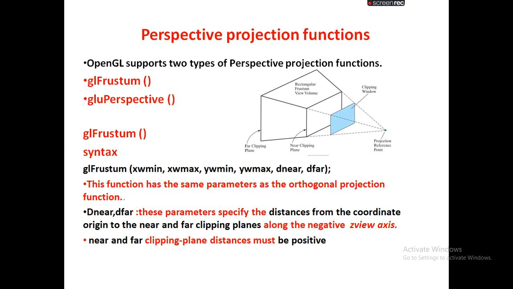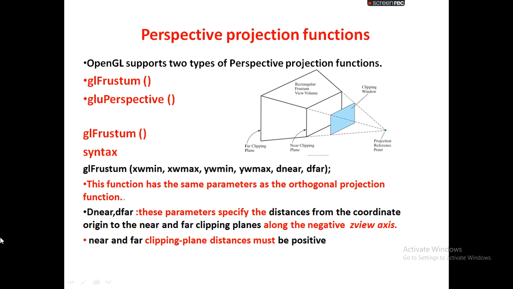As we know, when we are using perspective projection, the shape of the viewing volume, as displayed clearly here, is like a pyramid or like a frustum. Because of this, we are using two types of functions here. The first one is called GL frustum. This GL frustum creates a viewing volume shaped like a pyramid.